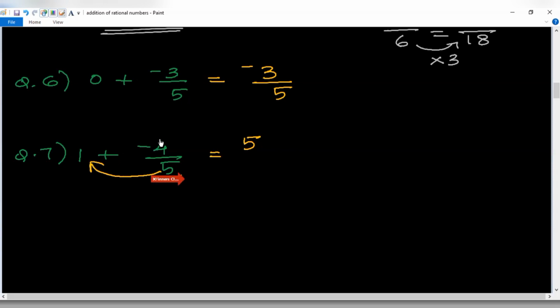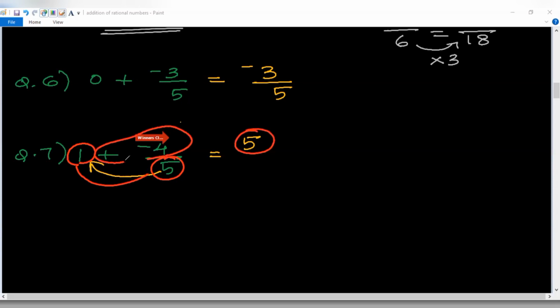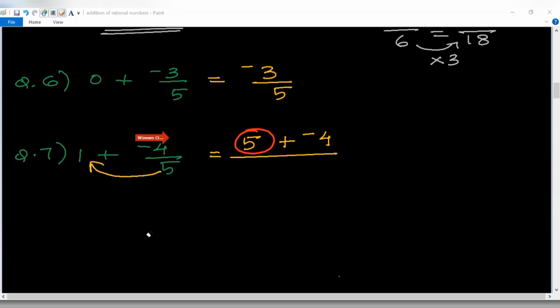See, we are moving like this. 5 into 1, 5 we got. Then what is the operation over here? Plus minus 4. So the same we have to write over here, plus minus 4, all divided by, what is left as the denominator part? 5. So 5 will come here.